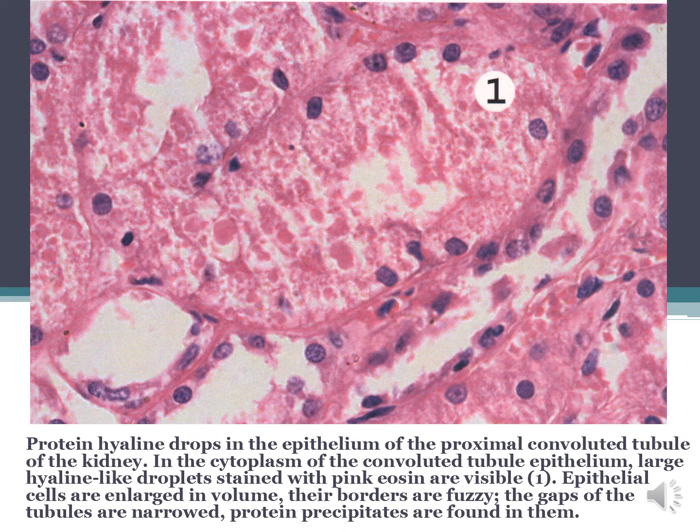Protein hyaline drops in the epithelium of the proximal convoluted tubule of the kidney. Here you see in this picture, in the cytoplasm of the convoluted tubule epithelium, large hyaline-like droplets here under number 1. They stand out with pink eosin, quite nicely visible. Epithelial cells are enlarged in volume, their borders are fuzzy, the lumens of the tubules are narrowed, protein precipitates are found in them.